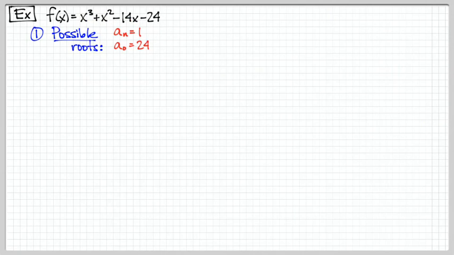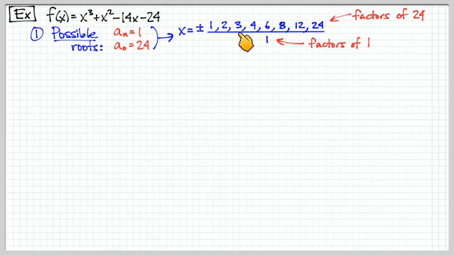So we make a list of all the possible roots. This is my shorthand way of starting out, where I say, okay, what are all the factors of 24, negative 24? I have plus or minus 1, 2, 3, etc., all the way to 24. My factors of 1, fortunately there's only one of those, because my leading coefficient is only a 1 here.